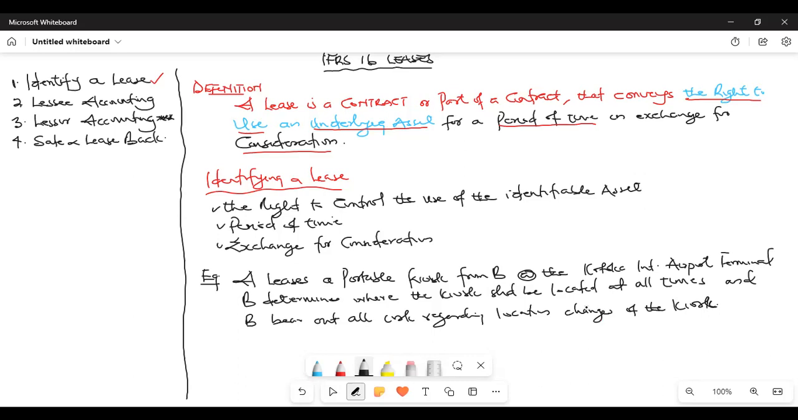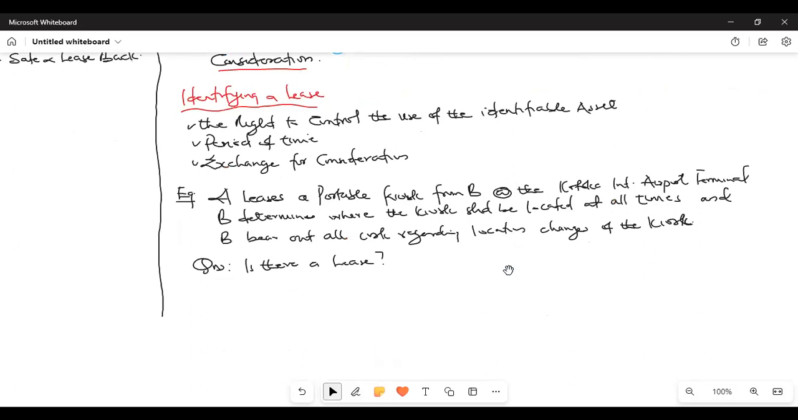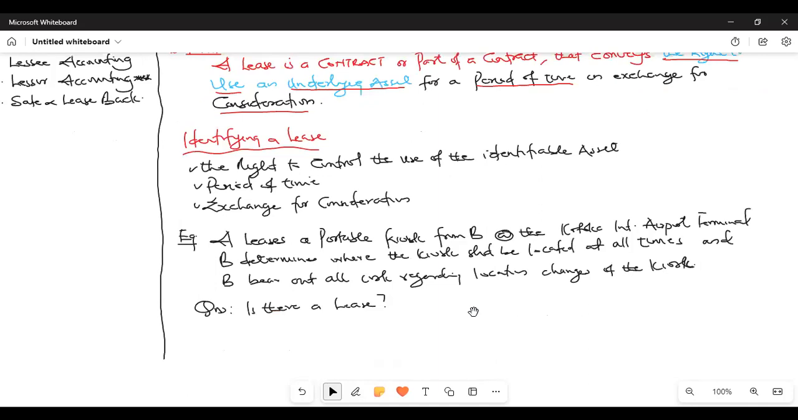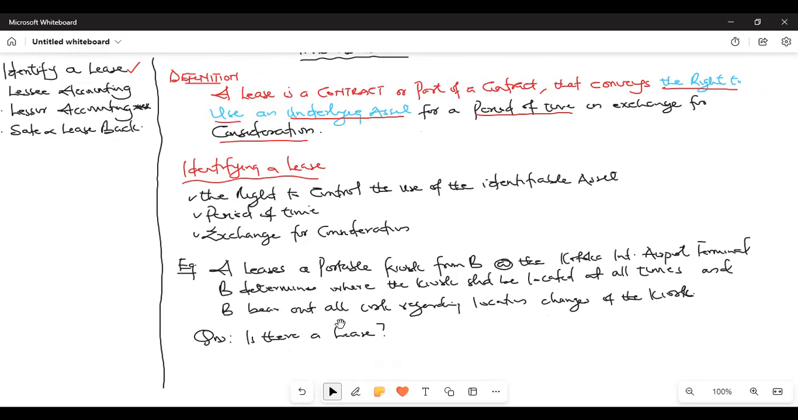In that case, the question is, is there a lease? Think about it in a minute and compare what we have done, the things we have put down in identifying the lease, and tell me if this contract has a lease in it. Is there a lease per the definition and the identification, per this short scenario that I've given you? Is there a lease? Yes.